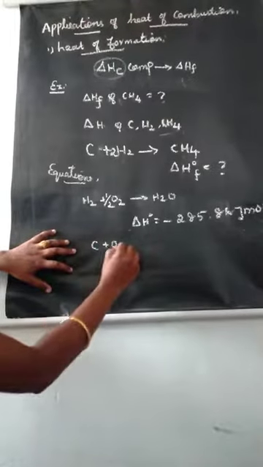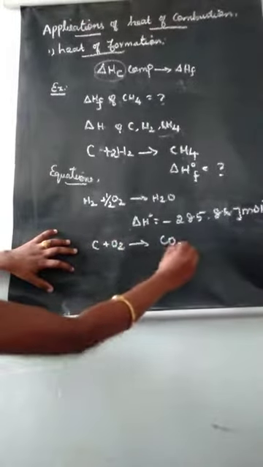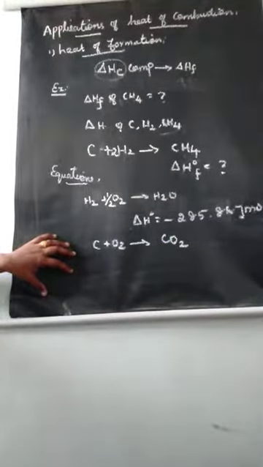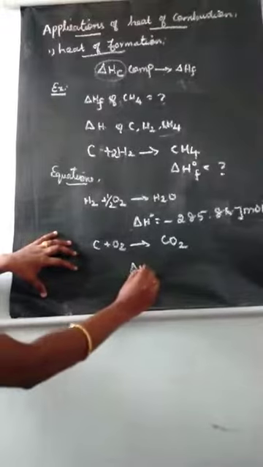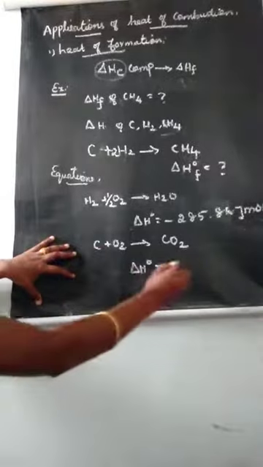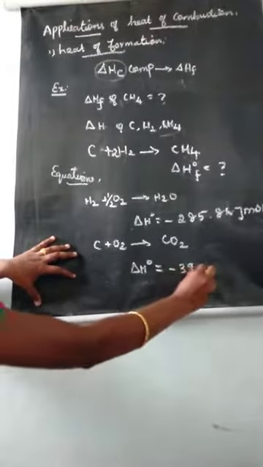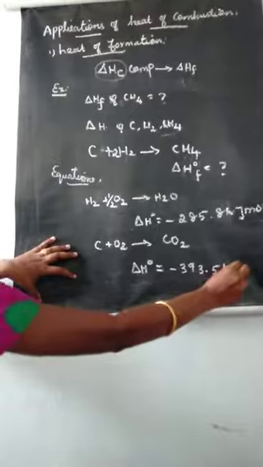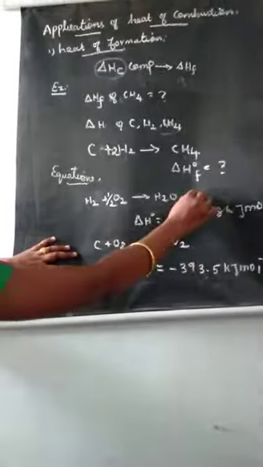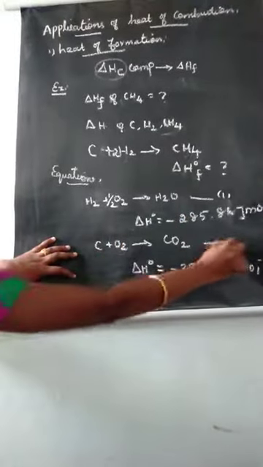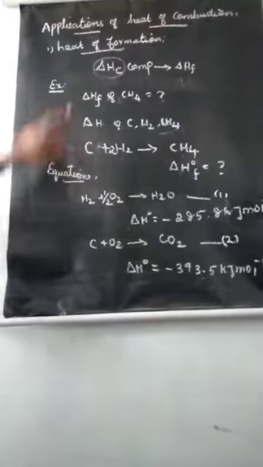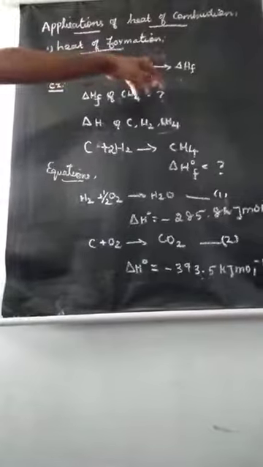Carbon reacts with oxygen to form carbon dioxide. So here you can write the value delta H naught is equal to minus 393.5 kilojoule per mole. You consider this is the first equation and this is the second equation. Understand? So listen.